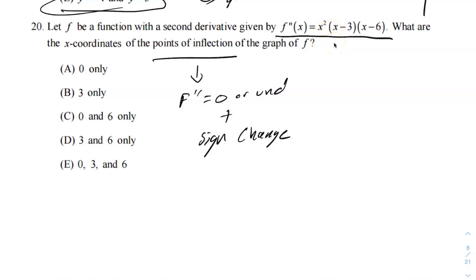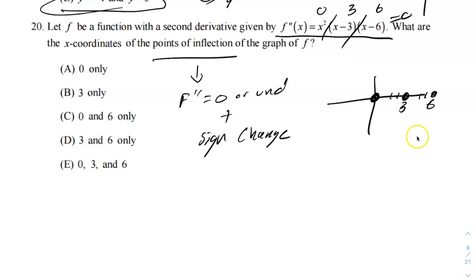If you don't have a graph, that's going to be a little annoying. So if you try to graph this, or any polynomial function, you set your zeros, which are going to be at 0, 3, and 6. Those are your zeros, or your possible inflection points.